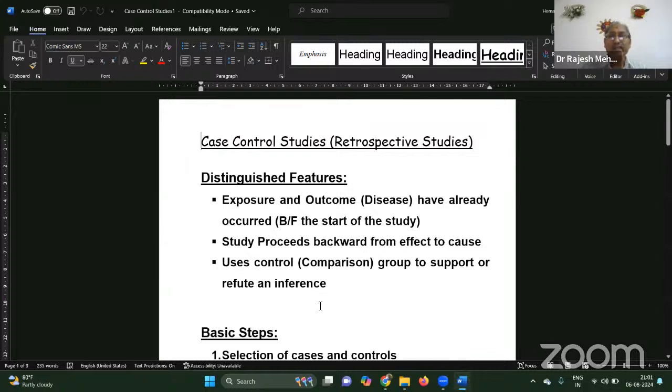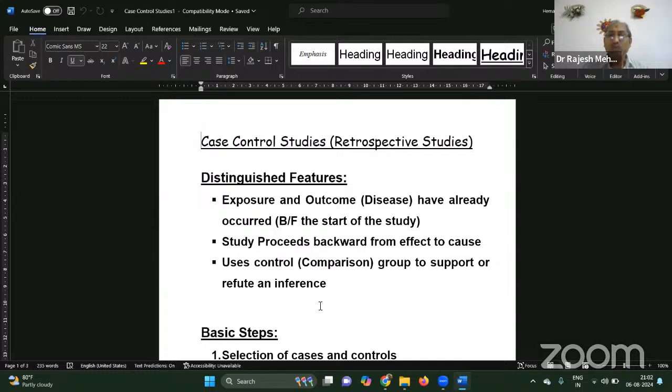So we'll quickly revise the case control study. The distinguishing features are exposure and outcome. Outcome may be the disease or some other kind of outcome. It has already occurred before the start of the study. And the study proceeds backward from the effect to the cause. The effect is already there, now we are asking whether the cause was there or not. So there could be a memory bias or recall bias like that.